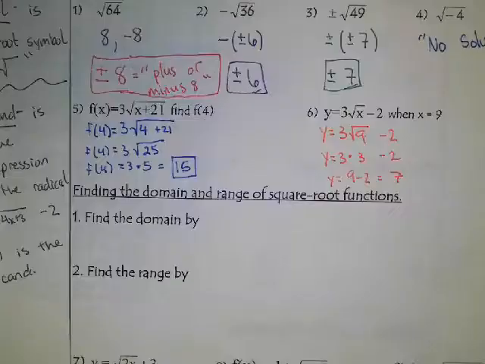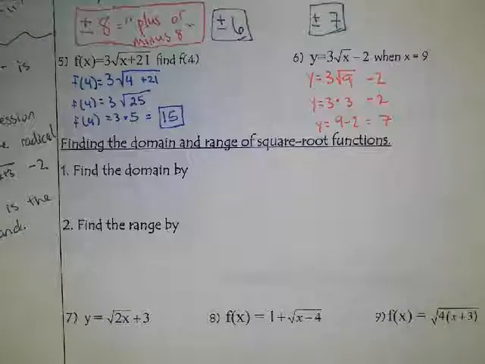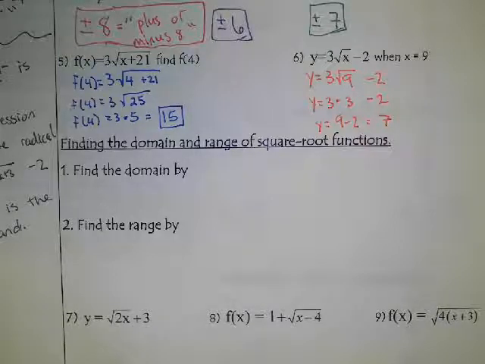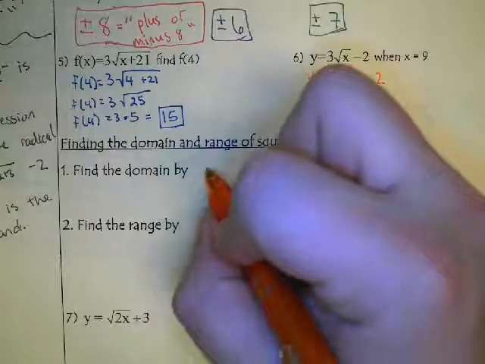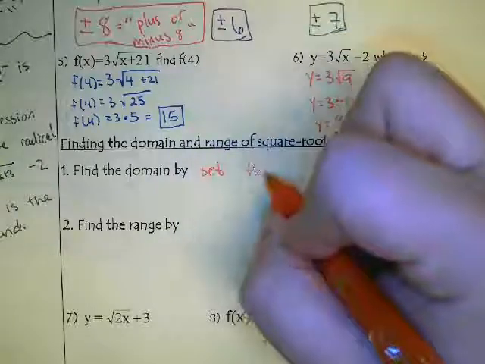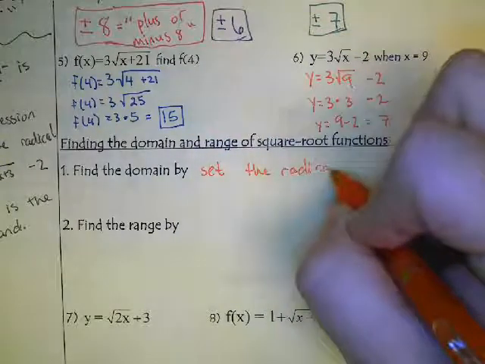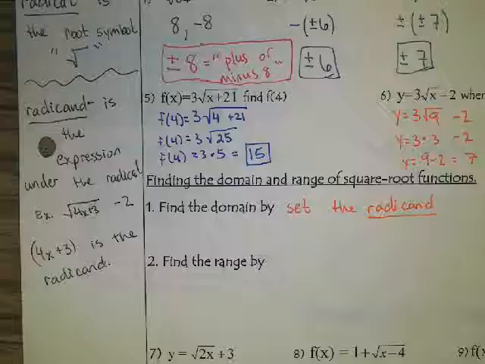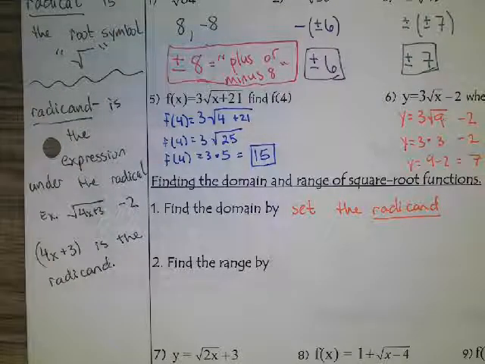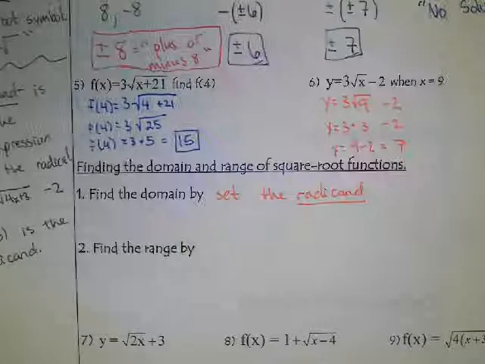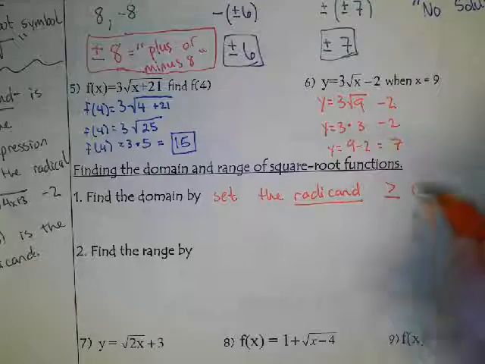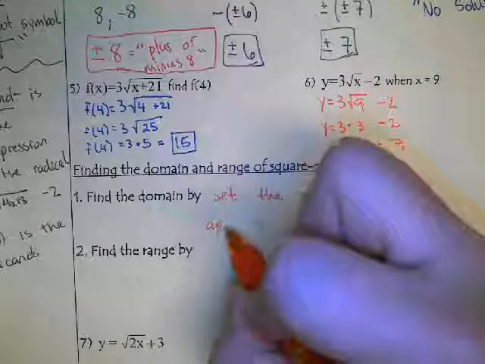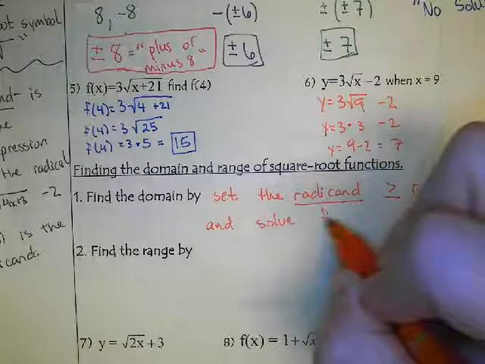Okay, so let's move on to the domain. This is when I want to talk about all the possible x values. To find the domain, being our x values, set the radicand. The radicand is the expression under the radical. Set the radicand greater than or equal to 0 and solve for x.